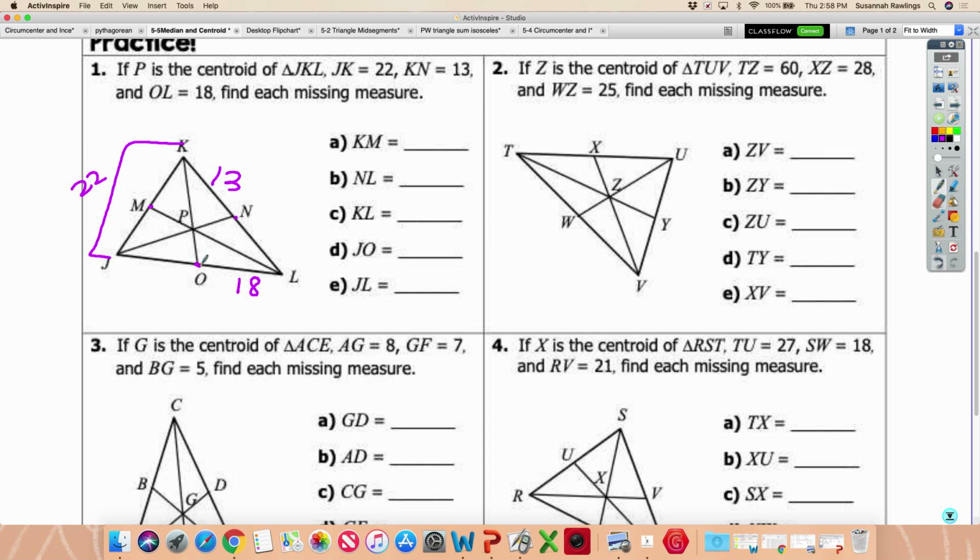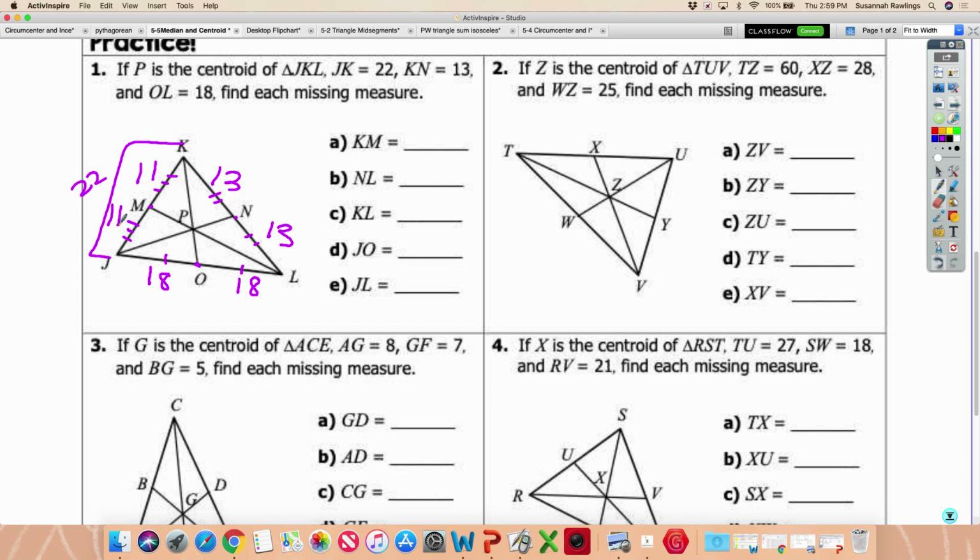So I'm going to fill in the rest of the information that I know. If this side is 18, what is this side? 18. If this side is 13, what's this side? 13. If the whole thing is 22, what are each of these? 11. Good. So from there, let's go ahead and fill in our options here.